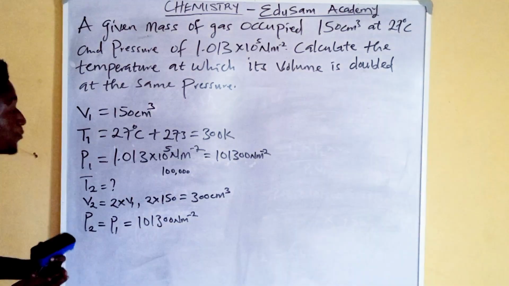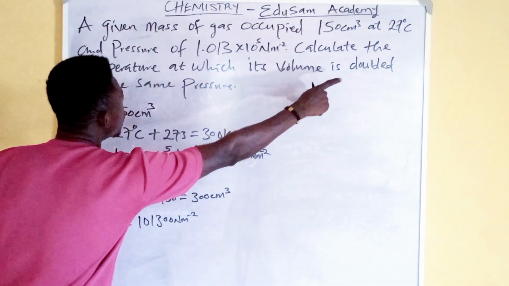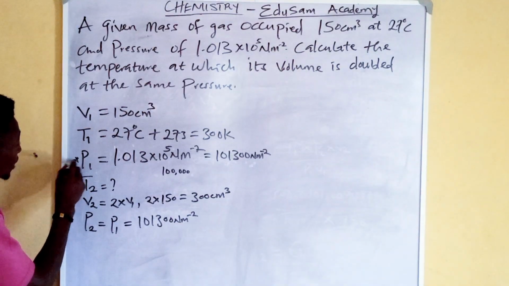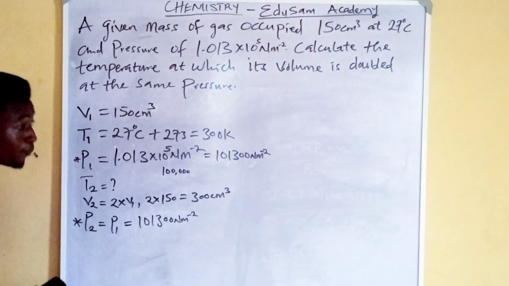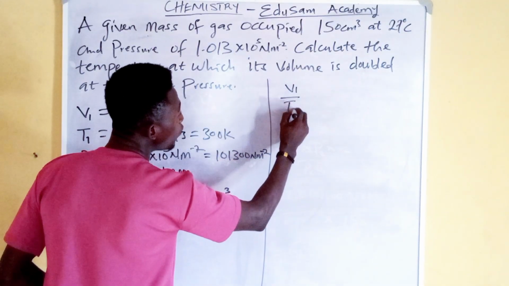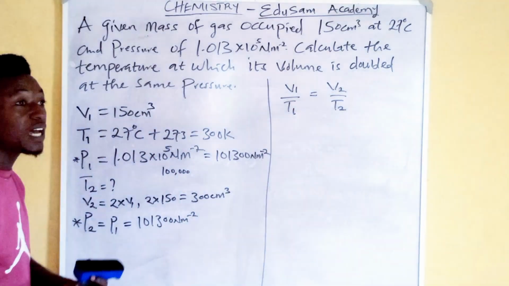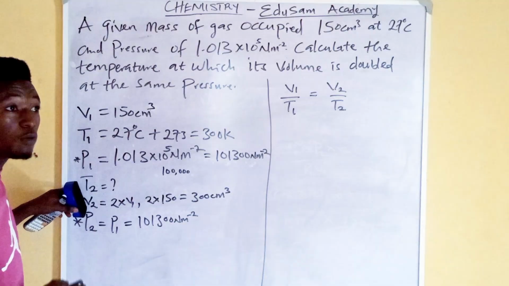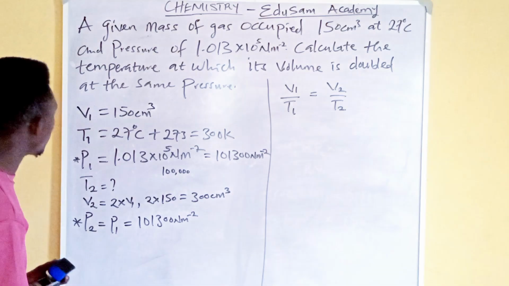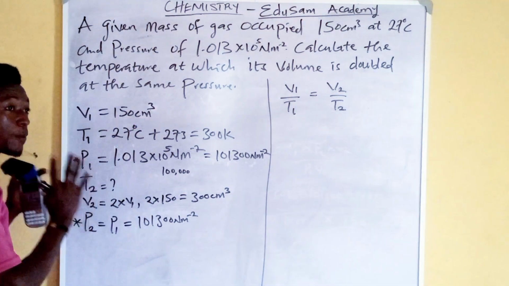Now, looking at this question, the first method I'm going to use is that the question says its volume is doubled at the same pressure. That means that the pressure is constant. And if the pressure is constant, it obeys Charles' law. And what is the formula of Charles' law? Formula for Charles' law is V1 over T1 equals V2 over T2. Are we together now? Because in Charles' law, pressure remains constant. The volume of a given mass of a gas is directly proportional to its temperature, provided pressure is constant. So my pressure is going to be constant, so I won't use any value of pressure, which is the first method I'm going to show you.